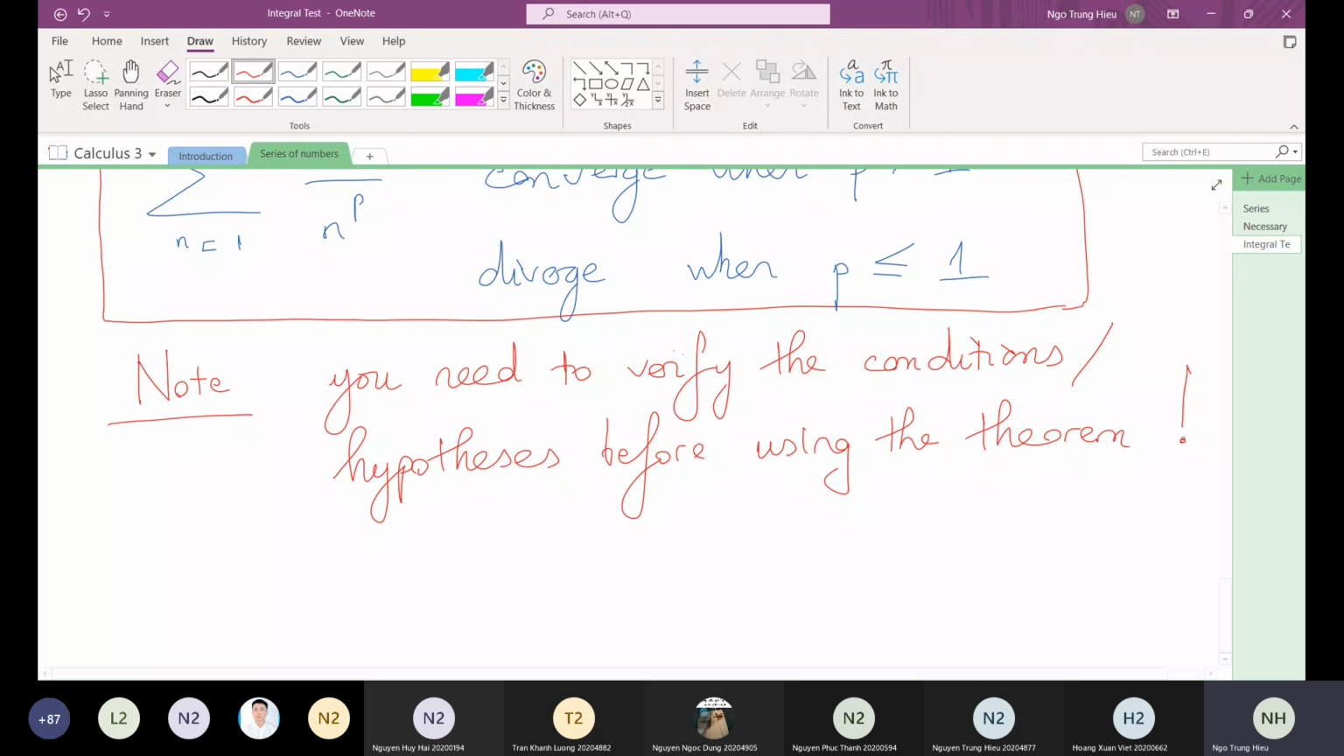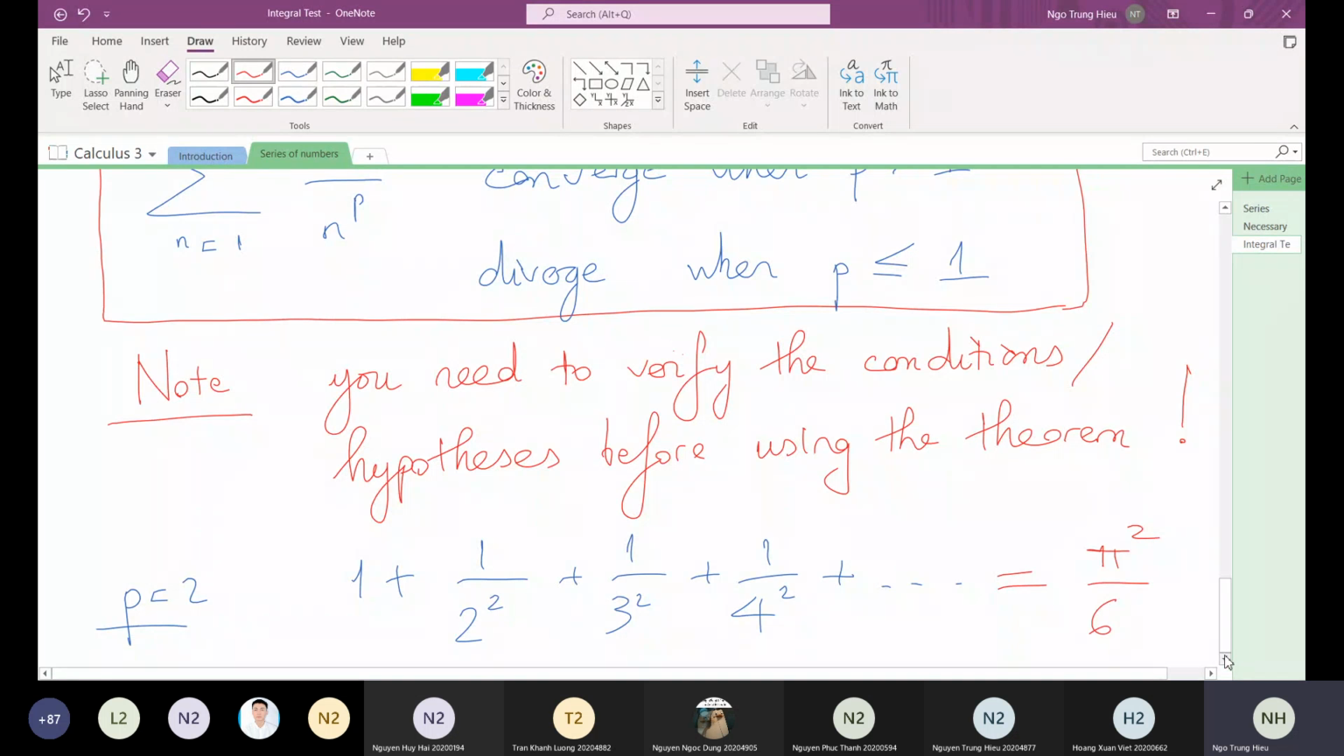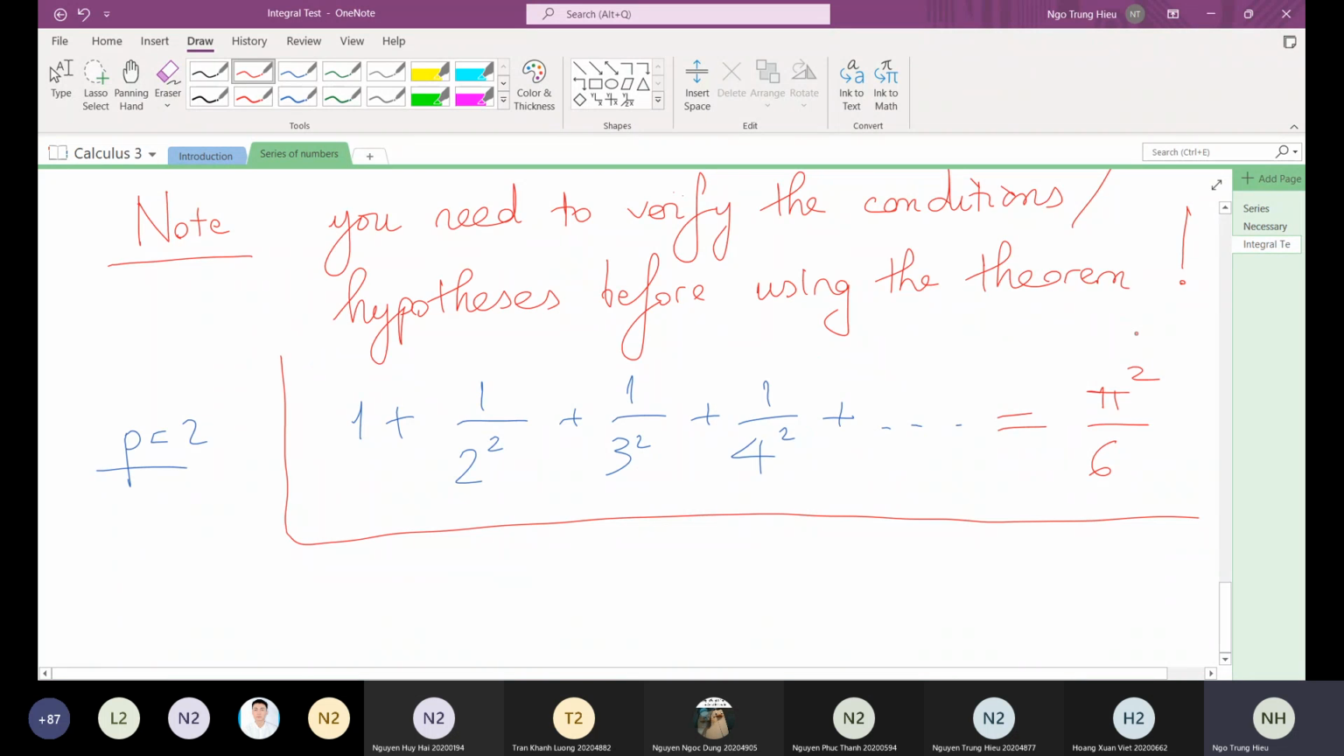The P series was discovered by Euler. When p equals 2, we have the series 1 plus 1 over 2 squared plus 1 over 3 squared plus 1 over 4 squared, and so on. And it is also Euler who discovered how to compute this series, which is equal to pi squared over 6. This identity is absolutely beautiful, right?